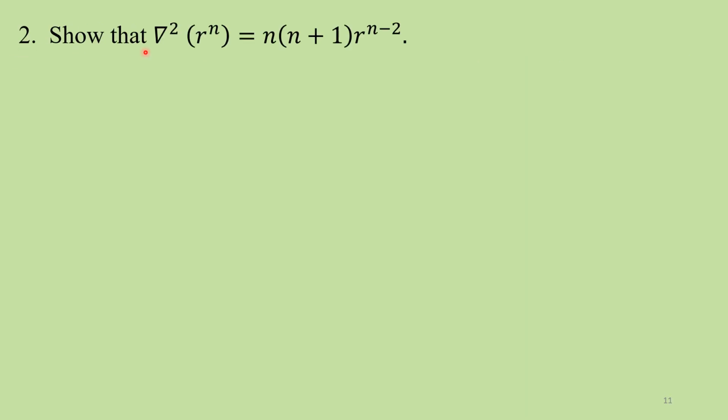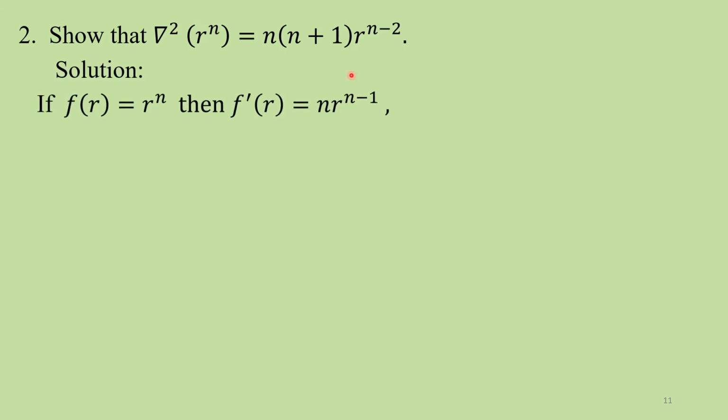Second problem: show that del square of r power n is equal to n into n plus 1 r power n minus 2. So here del square is on a function of r. So I can use the result del square of f of r is equal to f double dash of r plus 2 by r times f dash of r. So that means we have to differentiate f of r, that is r power n, twice.